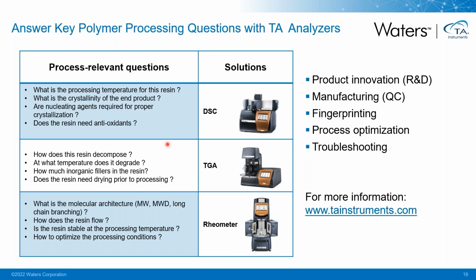It can quantitatively measure the amount of impurities and fillers in different batches of feedstock, while the rheometer can fingerprint the polymer's molecular architecture, monitor polymer melt flow behavior, and also help to guide polymer processing. Both thermal and rheological techniques are important and can be used in product innovation, troubleshooting, and also processing optimization.